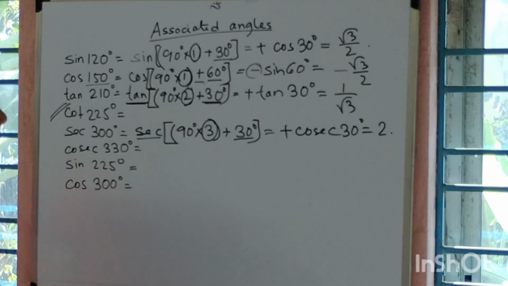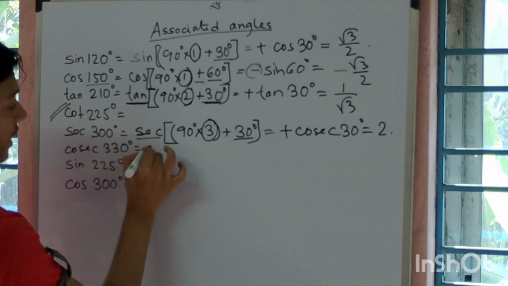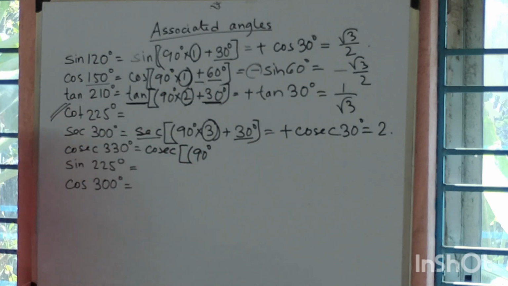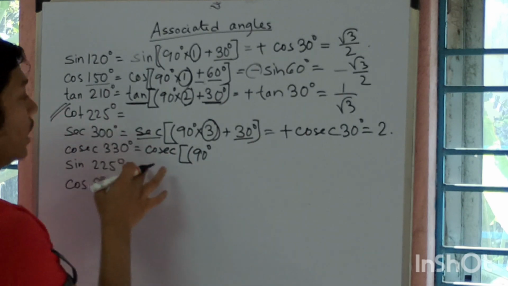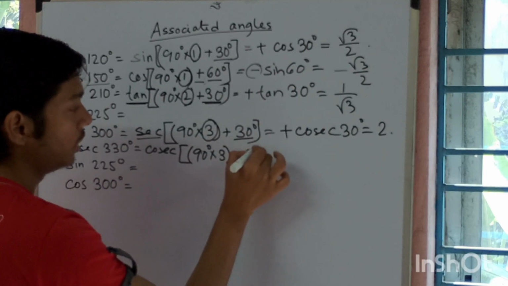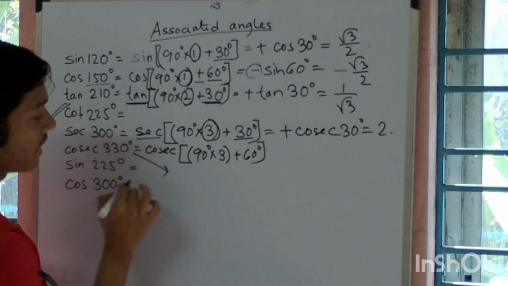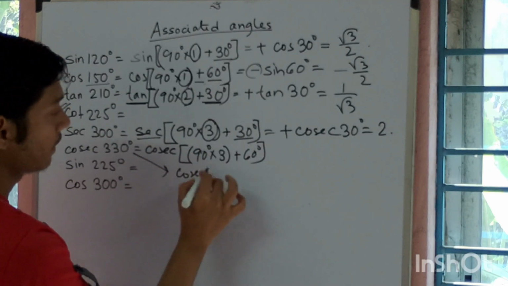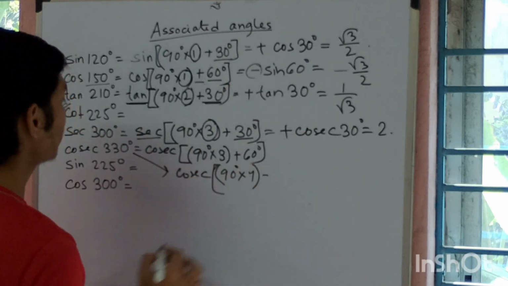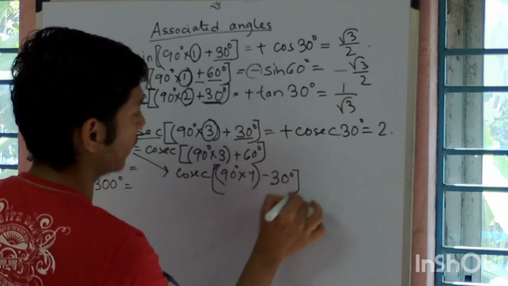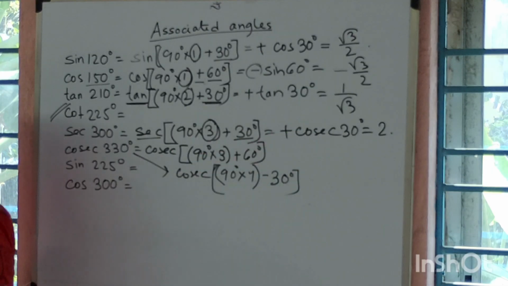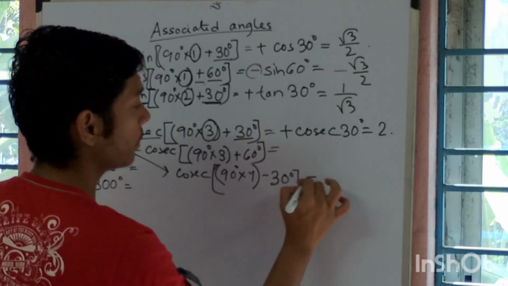That is cosec 330 degree. Okay. So again write it in this manner. Cosec. How can I write it? I am writing it in a different manner. You can write it like this: 90 degree into 3 plus 60 degree. I also can write it like cosec of 90 degree into 4 minus 30 degree. You can do any one, and I will prove to you that in both cases the result will be the same. Okay, I am going to prove it.